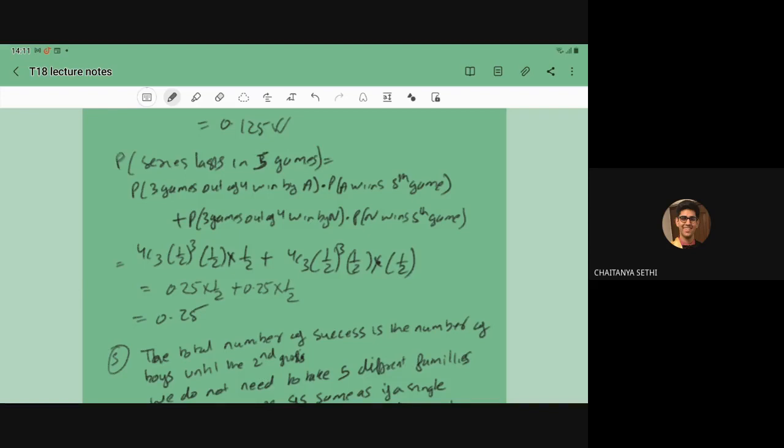Now we want only 3 games out of the first 4. So it will become 4C3 (1/2)^3 into 1/2. What is the probability of winning the fifth game? It is given to you as a half only. So into half, plus for the National League team, 4C3 (1/2)^3 into 1/2 into half. So it will give you the required probability as 0.25.